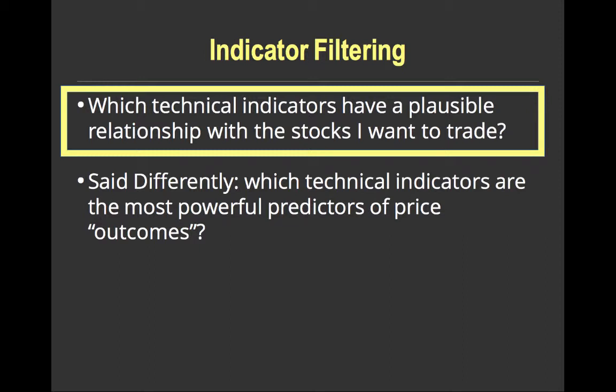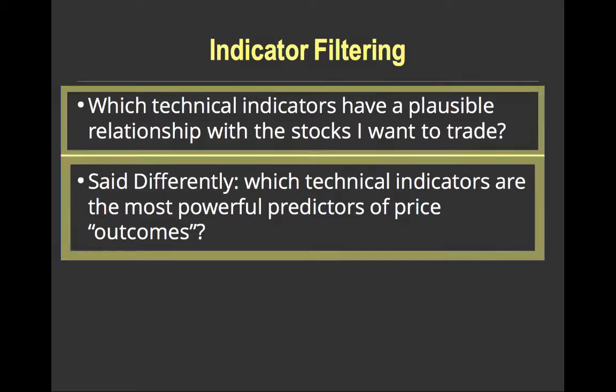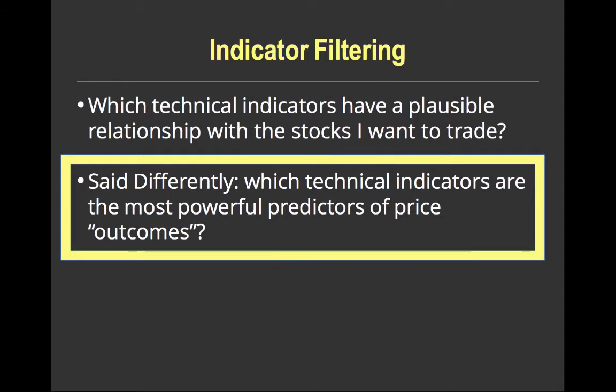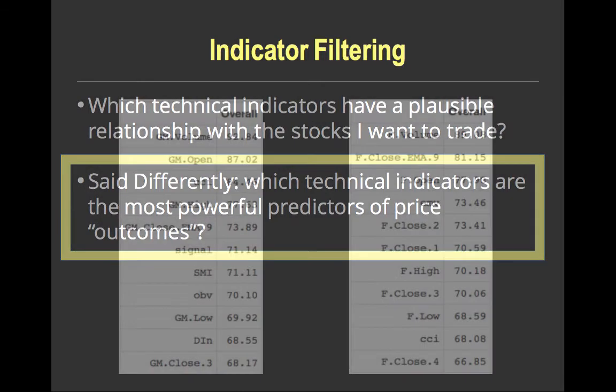Which technical indicators have a plausible relationship with the stocks that I want to trade? This is the question that you should be asking. Said a little bit differently, which technical indicators are the most powerful predictors of price outcomes? If we're looking for price to go up, which indicators would also indicate or predict that particular price move? Same thing with the downward move. If I'm looking for price to go down, which indicators are going down? If price is going sideways, which indicators are also not moving much? These are the things that are helpful and important to us as traders.